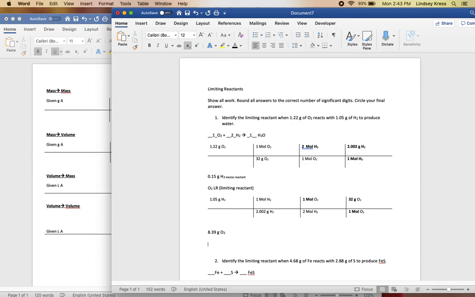Oxygen is my limiting reactant. And I just shorten it to LR when I'm writing it in class. So that is your limiting reactant.